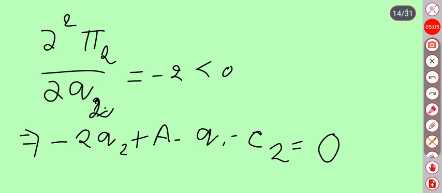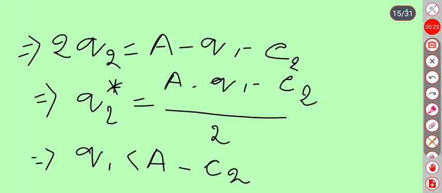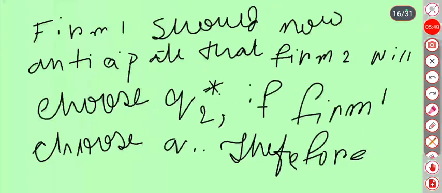The second derivative is minus 2, which is less than 0. The first order condition of profit maximization is that the derivative equals 0. So del pi 2 by del Q2 equals 0, that is minus 2Q2 plus A minus Q1 minus C2 equals 0, and ultimately Q2 star equals (A minus Q1 minus C2) divided by 2. If we set Q2 star equal to 0, then we get Q1 less than A minus C2.